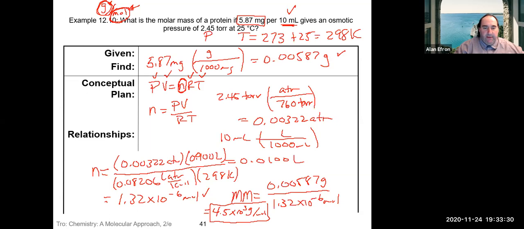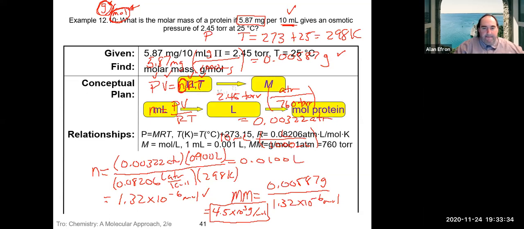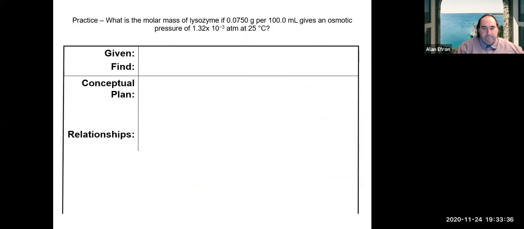Let's see what we got here. All right, why don't you give this one a go? We're also looking for a molar mass here, and see what you come up with. And just like the last one, we actually have it a little bit easier in this one. It's already in grams, so it's good to go for the top number.